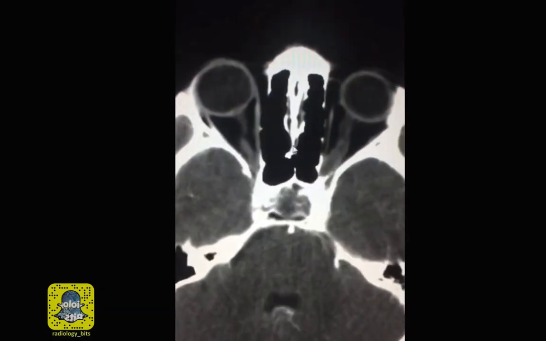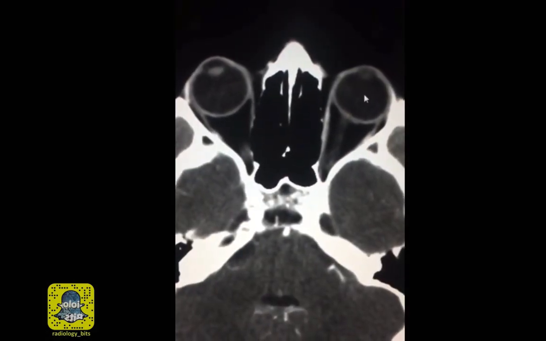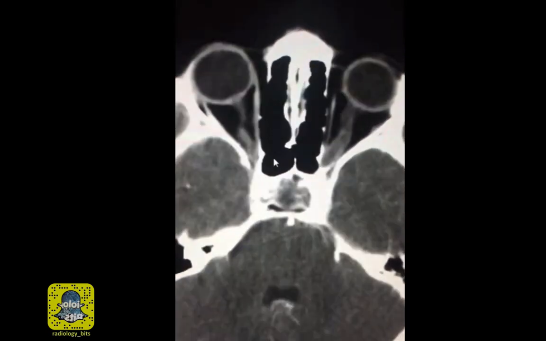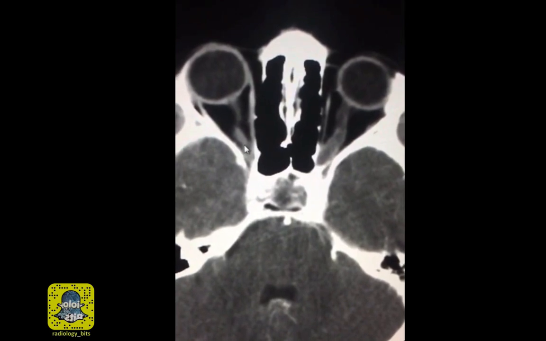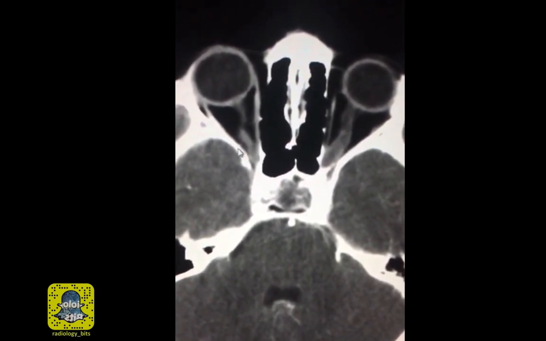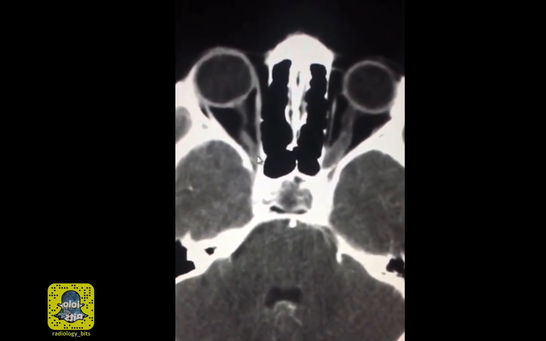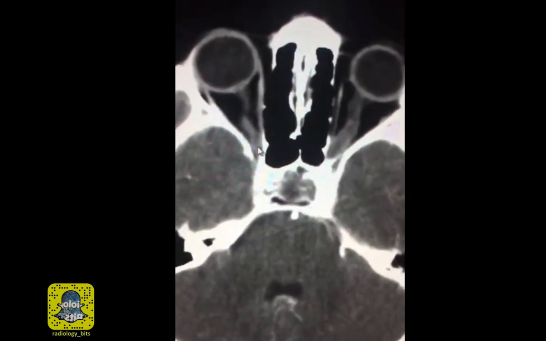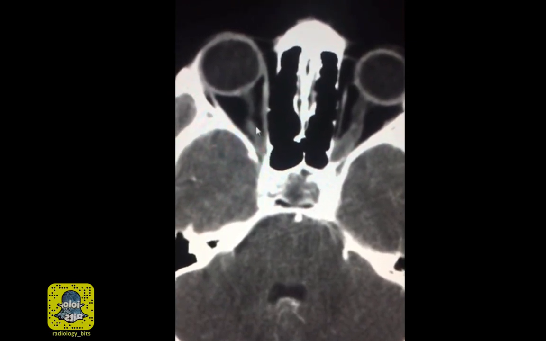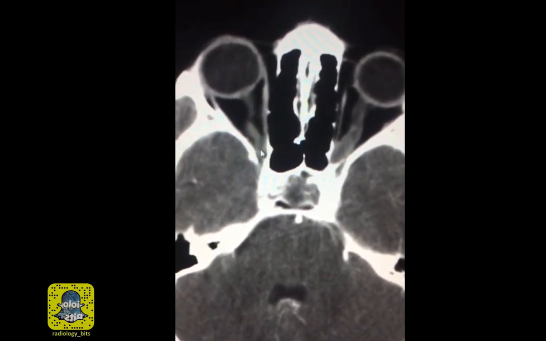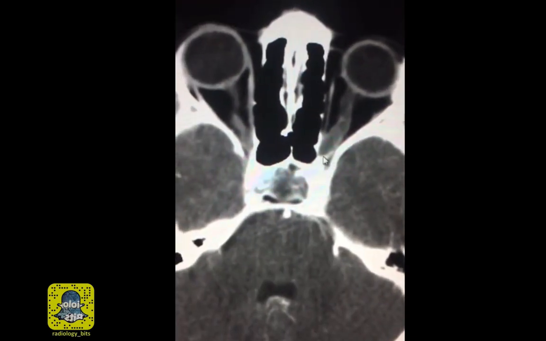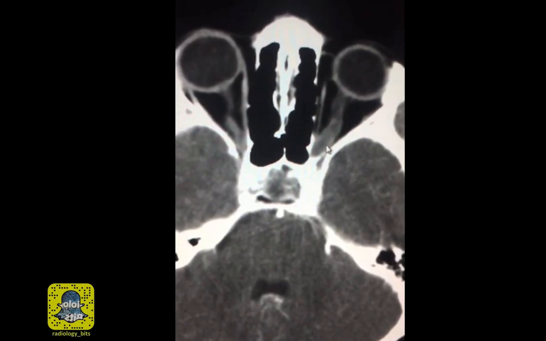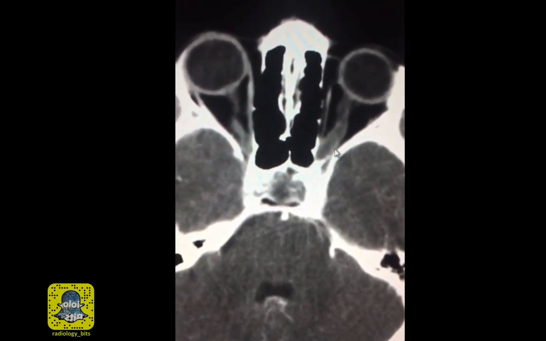To complete the case, this is the right and this is the left orbit with the optic nerve sheath complex behind. Note the difference in appearance between the right and the left. On the right, we have this segment of optic nerve enhancement. This is abnormal. And this fits with involvement of the optic chiasm extending anteriorly into the optic nerve. So this is also tumoral involvement as well. Honestly speaking, the enhancement of the left optic nerve sheath complex, these areas here, are also suspicious for involvement.